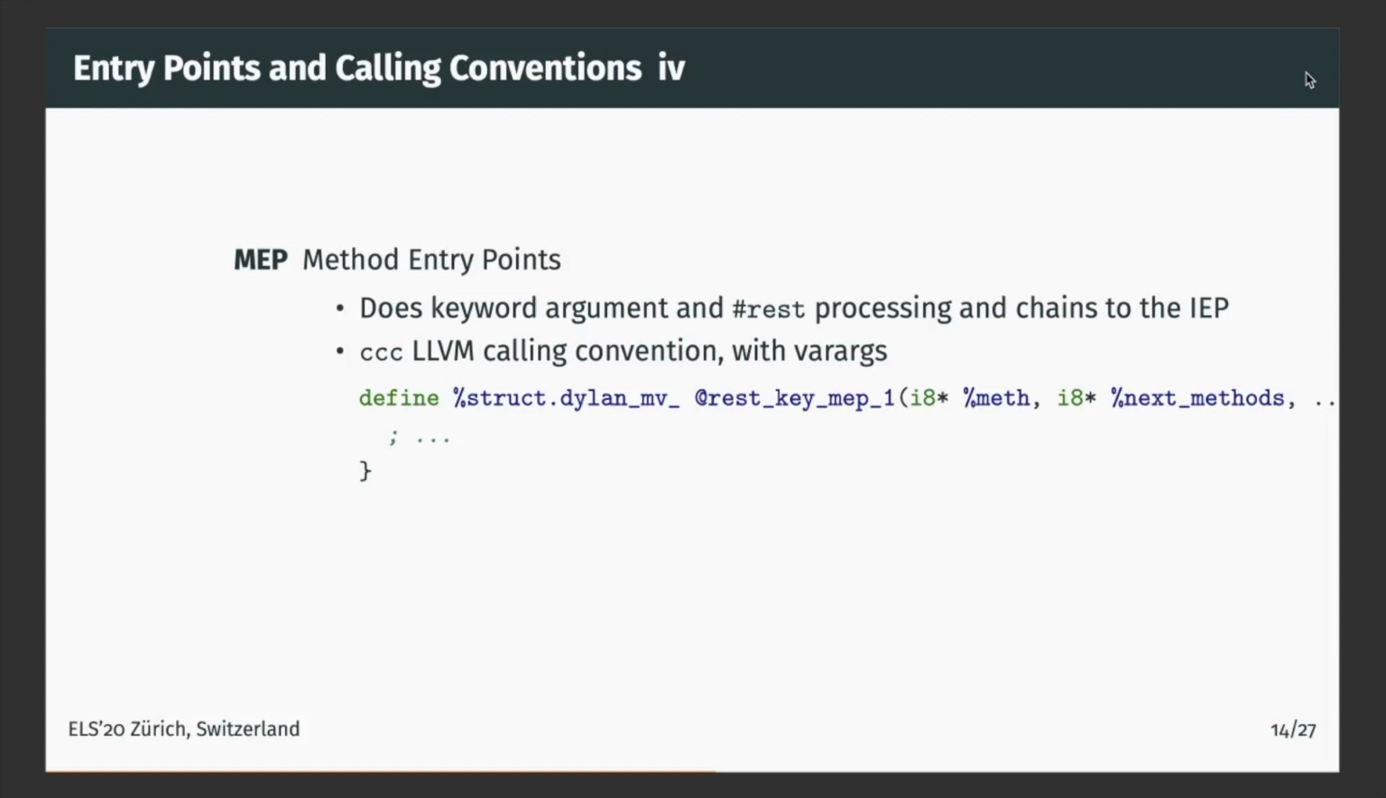Once a particular method is chosen by the decision tree, the last engine node chains to it directly when possible, or enters through a method entry point that does keyword argument and rest vector processing.